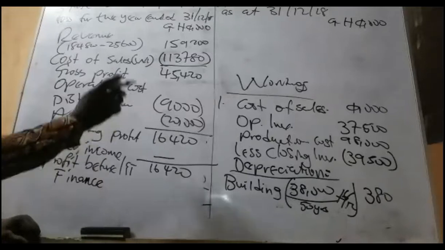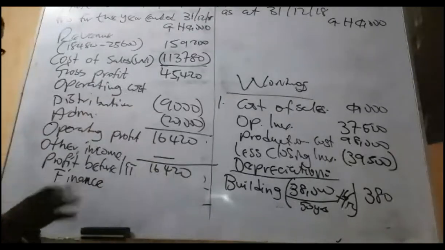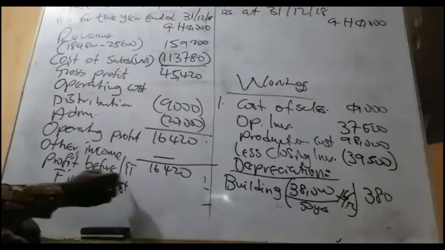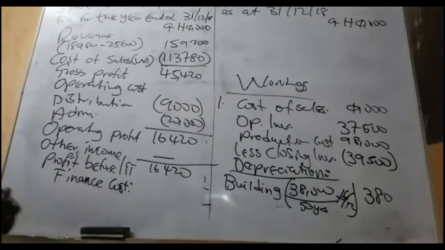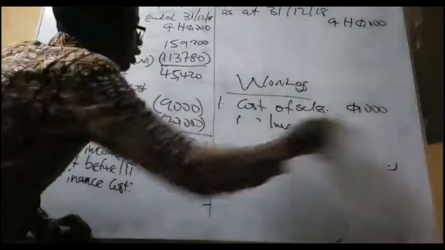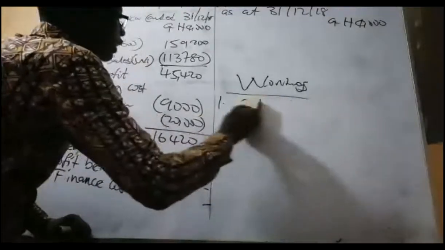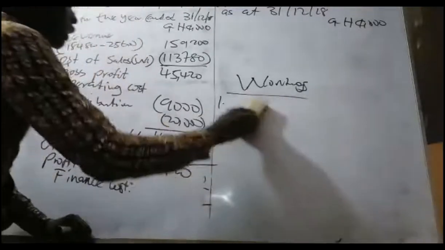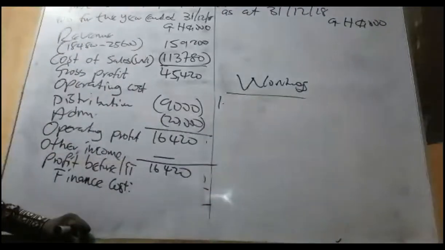In fact, as soon as you are done with the operating cost, within a few minutes you finish. Finance cost, I'm going to do workings. So that's workings number 2 for this particular question. So have you seen that? But the question is not that disturbing, right? It's not that disturbing.